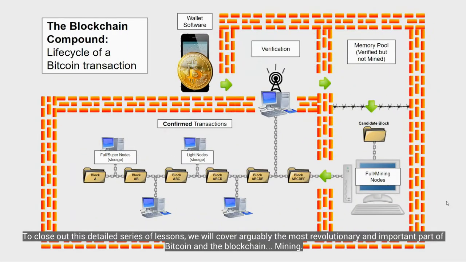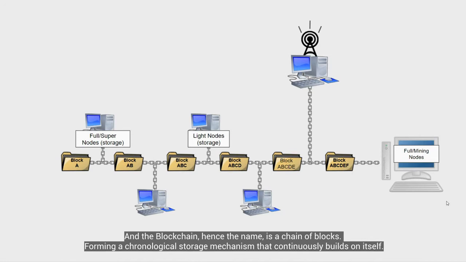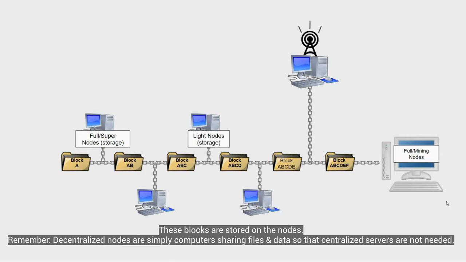To close out this detailed lesson, we will cover arguably the most important and revolutionary aspect of Bitcoin and the blockchain, which is mining. But to truly understand mining, we must start with this portion of the compound, the blocks. Blocks are simply groups of several thousand Bitcoin transactions stored as separate files on the network. And the blockchain, hence the name, is a chain of blocks, forming a chronological storage mechanism that continuously builds on itself. These blocks or data files are stored on the nodes.